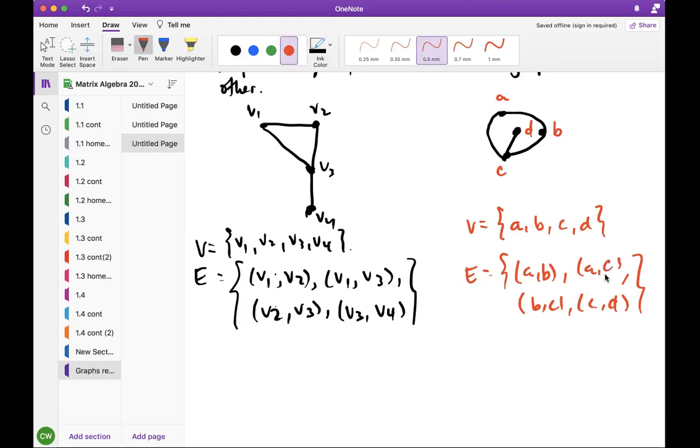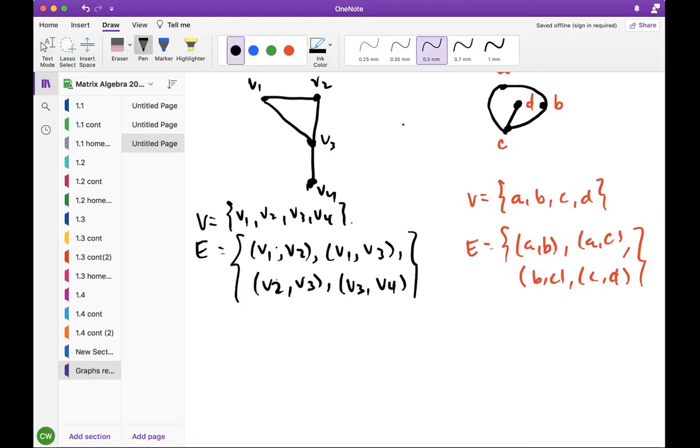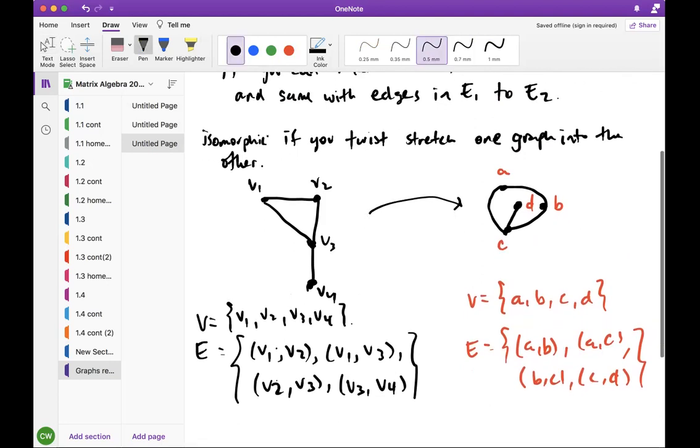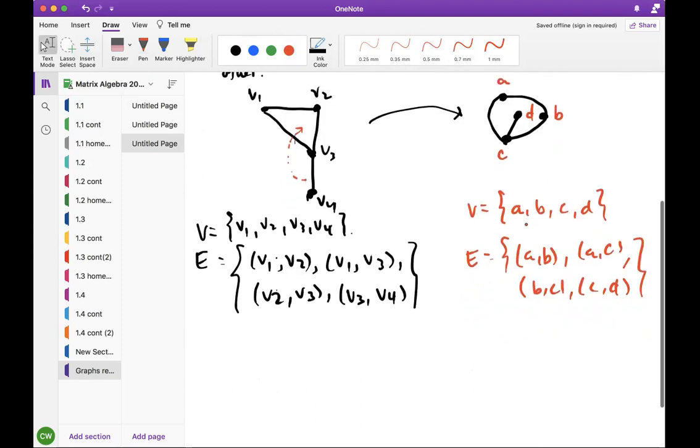I just maybe twisted one graph to get to the other. So maybe this triangle-shaped part of the graph, I stretch out and make into a circle. So that makes A, B, C. And then the V4 edge, I just pick it up and rotate it inside. And that makes the D inside that circle.